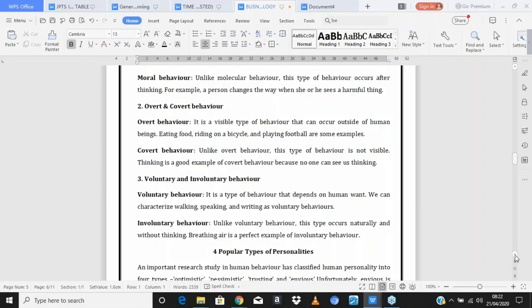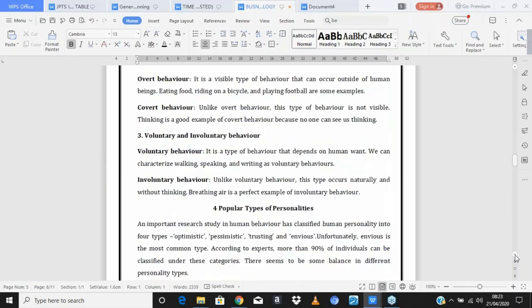Then we also have voluntary and involuntary behavior. Voluntary behavior is a type of behavior that depends on what you need. You want something, and so you act in a way. Like you're walking, you're speaking, you're taking an action, because it depends on what you need. You need an education, you need a degree in psychology, and so you apply for it. You want to study chemical engineering, and so you apply for it. So that behavior is based on a need that you want, unlike involuntary behavior that occurs naturally, not because of what you want.